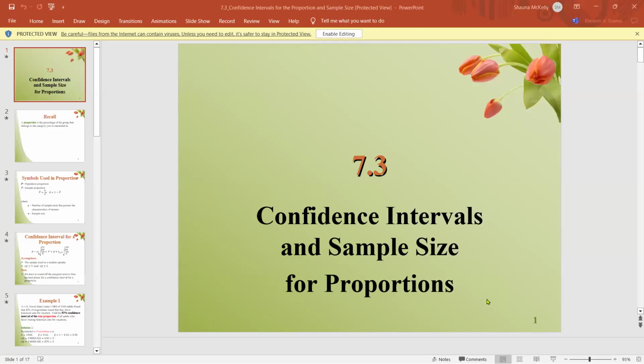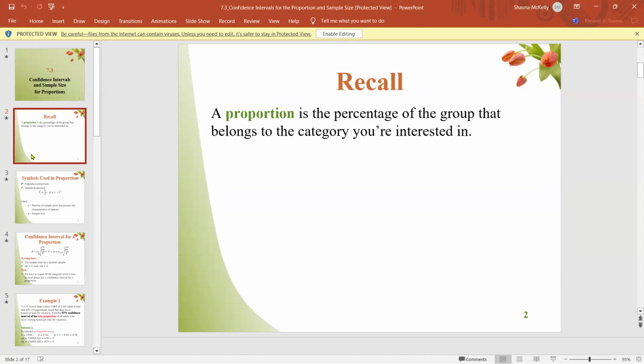Welcome everyone to this walkthrough of chapter 7, section 7.3, confidence intervals for sample size and proportions. We've previously studied in the last two sections sample sizes for means. This time we're studying confidence interval and sample size for proportions, as I said. So a proportion is the percentage of the group that belongs to the category that you're interested in.